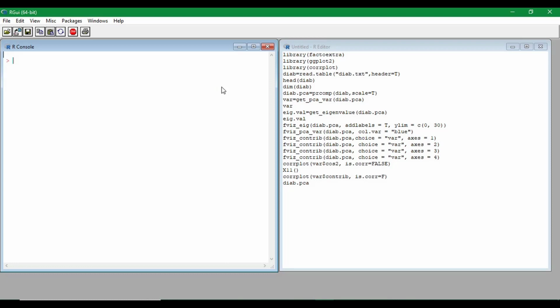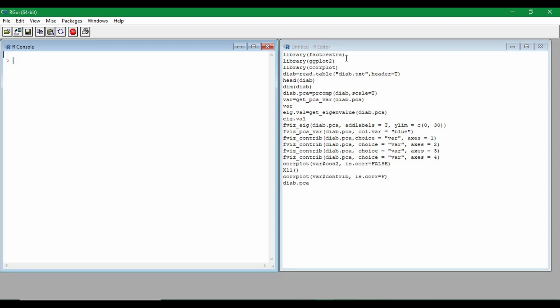So for this video I will be looking at principal components analysis and how to interpret principal component values. Principal component values are generally hard to interpret and most persons tend to go for graphical interpretation. However, in this video we'll be doing both.